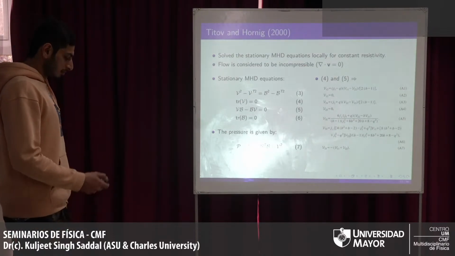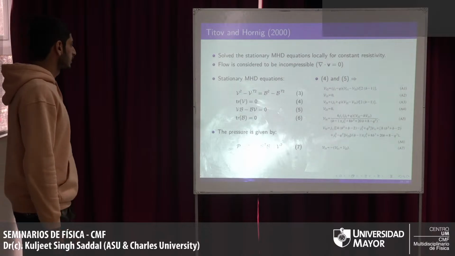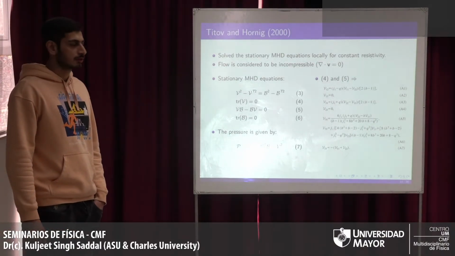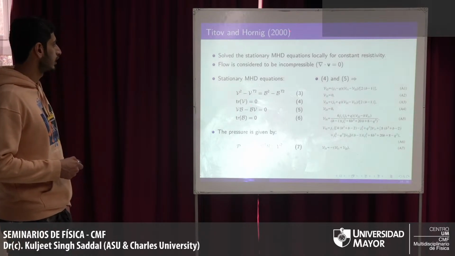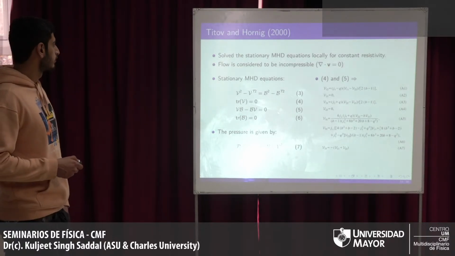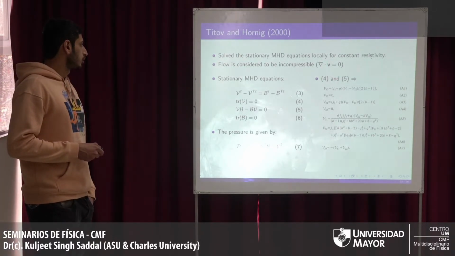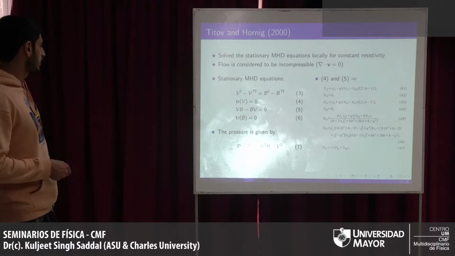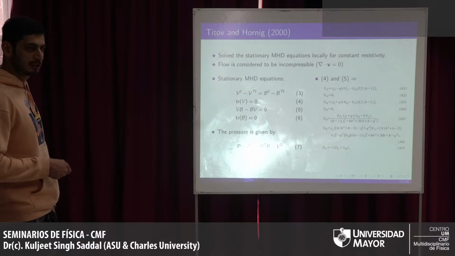So now the equations of magnetohydrodynamics for this scenario were calculated by Titov and Hornig in 2000 for a special case of constant resistivity. The flow was considered to be incompressible, and they solved the stationary MHD equations, like we saw in 2D, but they solved the induction equation and so forth.